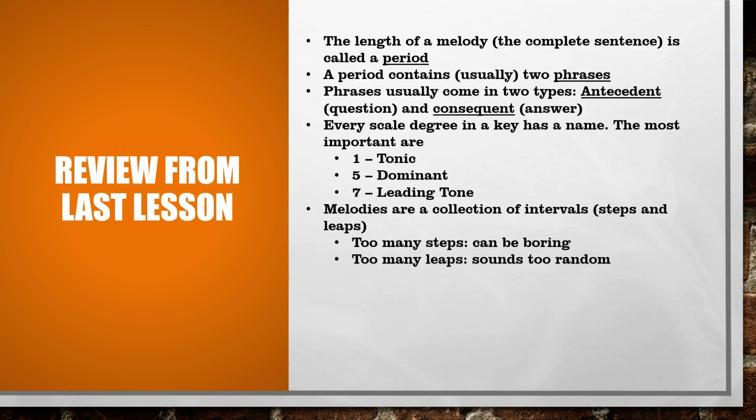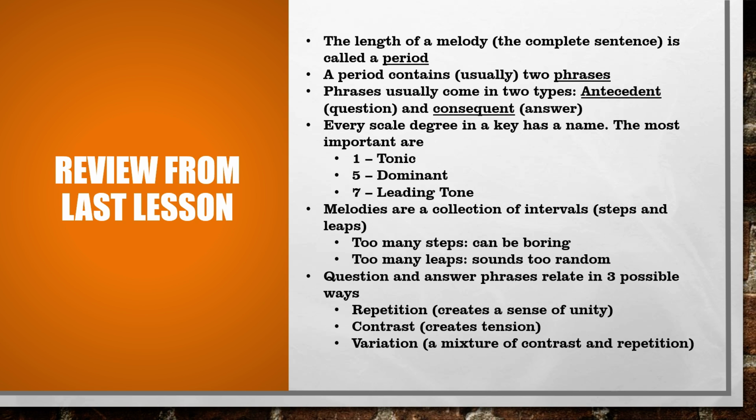Melodies are a collection of intervals, which are steps and leaps, in this case, melodic intervals. If you have too many steps, your melody can end up being quite boring. And if you have too many leaps, it just sounds random and lacks cohesiveness. Question and answer phrases, that is, antecedent and consequent phrases, relate in 3 possible ways: through repetition, through contrast, or through variation, which is a mixture of the 2.